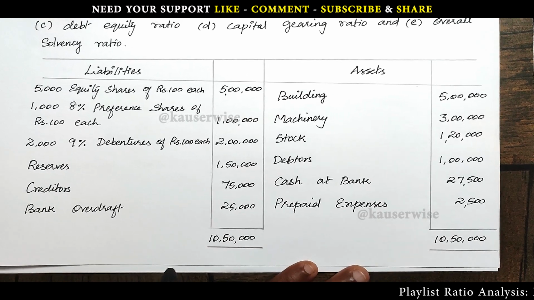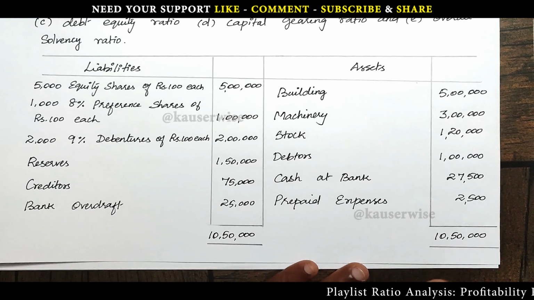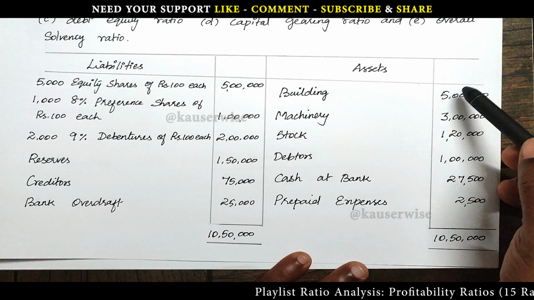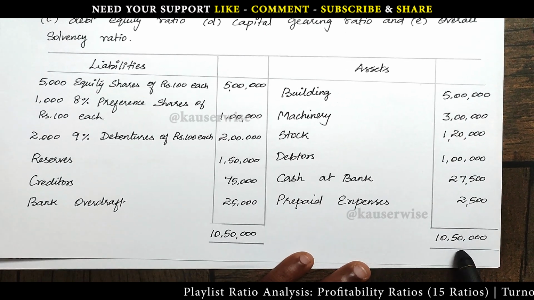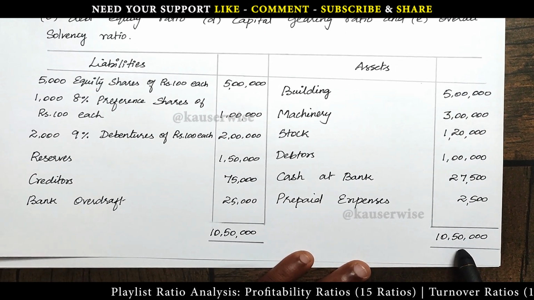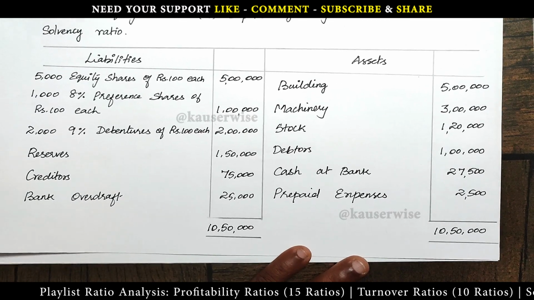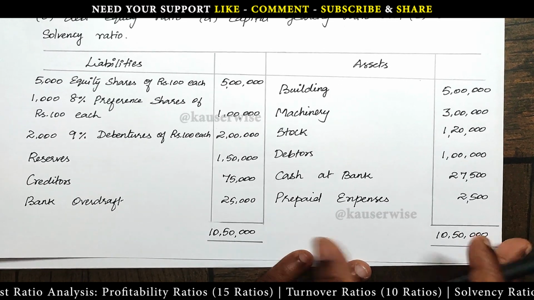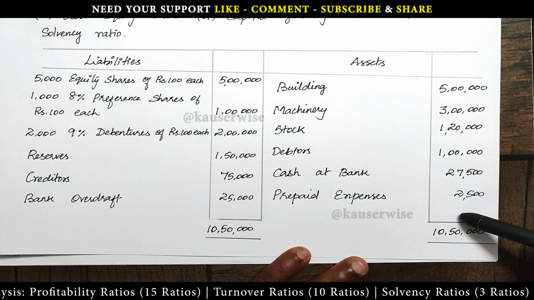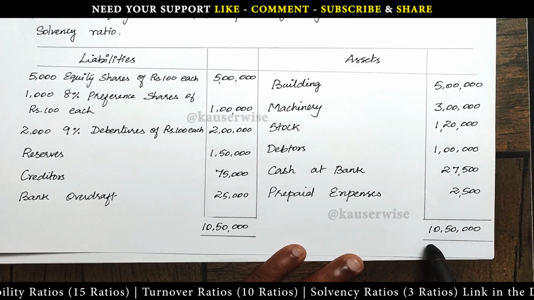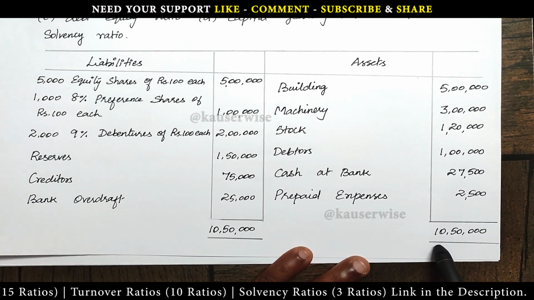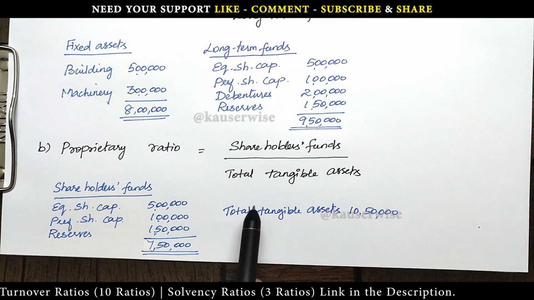And the next one is total tangible assets. Total tangible assets means total assets excluding intangible assets if any, like goodwill, patents and copyrights. In this problem, there are no intangible assets. Therefore, the total assets is equal to total tangible assets. Now see the solution.